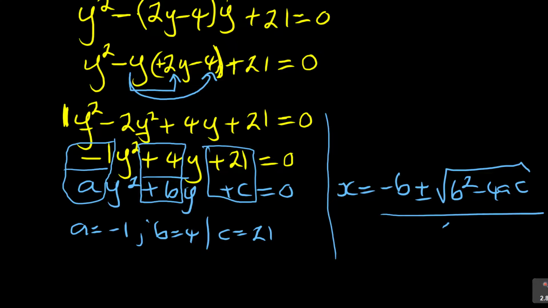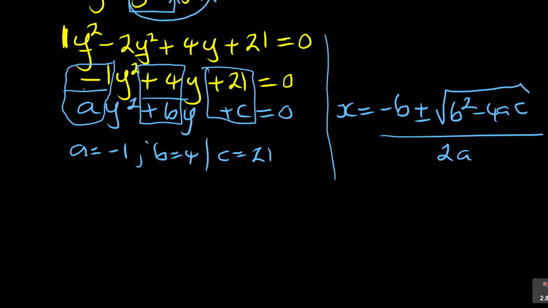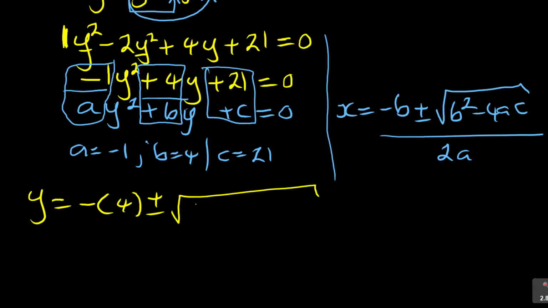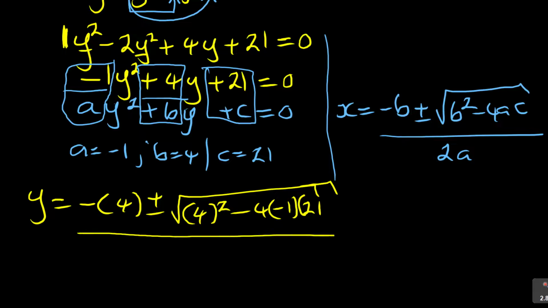So I'm going to use it here to say x is equal to, but now I'm no longer finding x, I'm finding y. y is equal to minus b, so it's minus bracket, my b is 4, plus or minus square root of b squared, bracket 4 squared minus 4. My a is negative 1, my c is 21. Make sure that the square root overlaps. Over 2a, where a is negative 1.